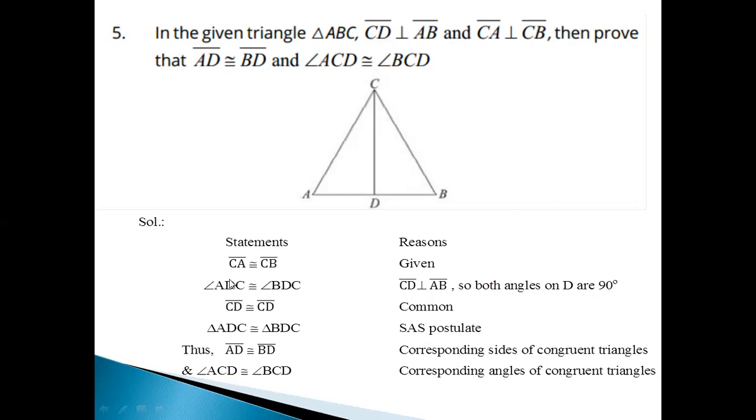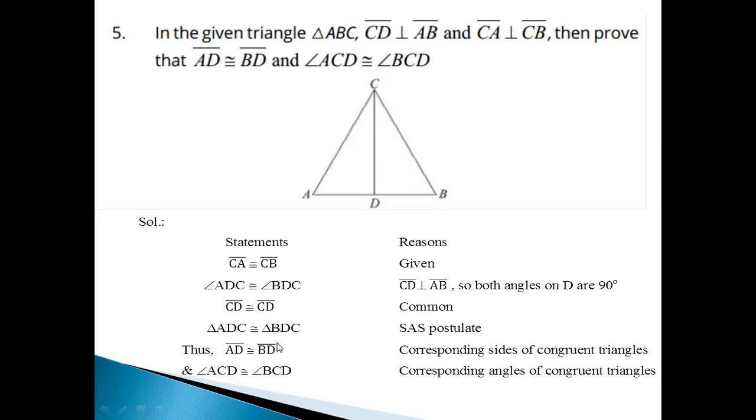So 3 conditions are satisfied. One, side AC congruent to BC, already given. Other, angle ADC, this one 90 degrees, BDC 90 degrees, both are equal to 90 degrees. CD is common in both triangles. Two sides and 1 angle are congruent, so both the triangles will be congruent. And S for side, A for angle, S for side. So it is the side angle side postulate, the Playfair postulate which I discussed in the previous question.